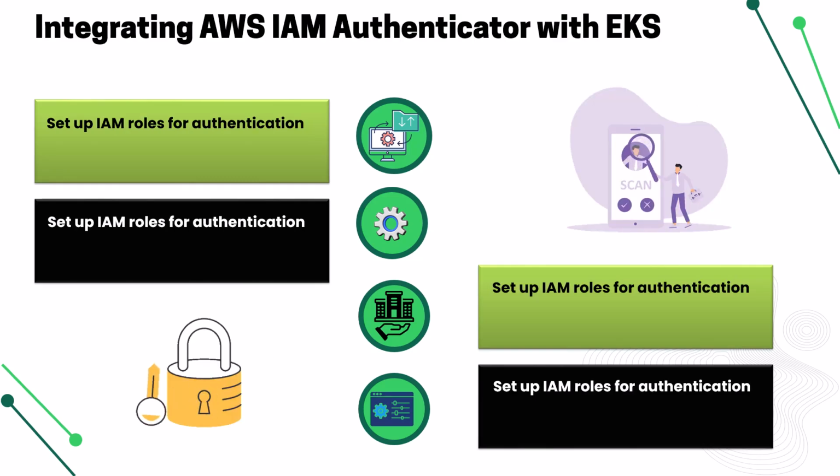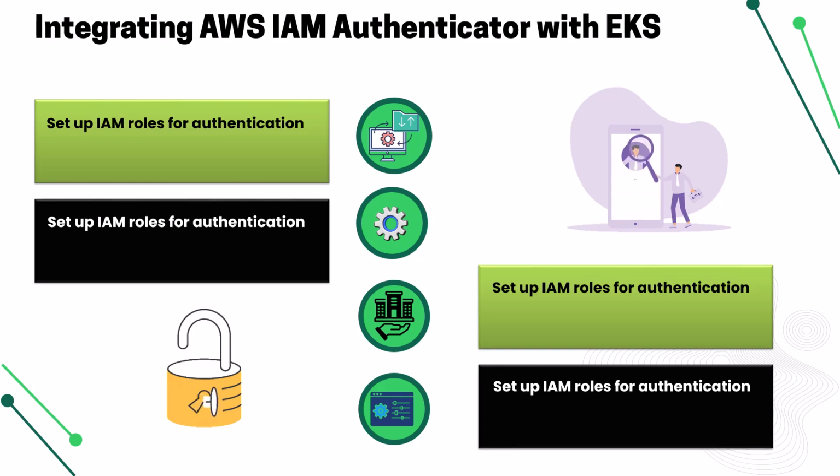Let's start with getting AWS IAM Authenticator working with EKS. First, we define IAM roles to control access. Then, we configure the authenticator in our EKS cluster. Once it's set, we test authentication using kubectl. No surprises here, right? Finally, managing permissions effectively keeps things running smoothly.